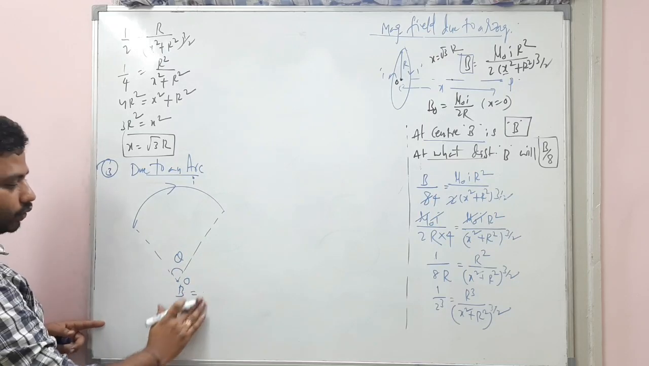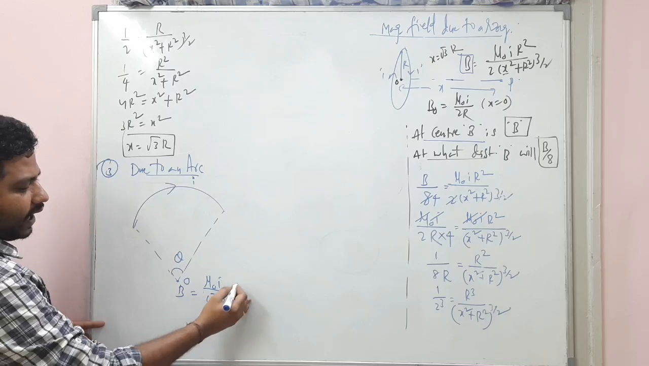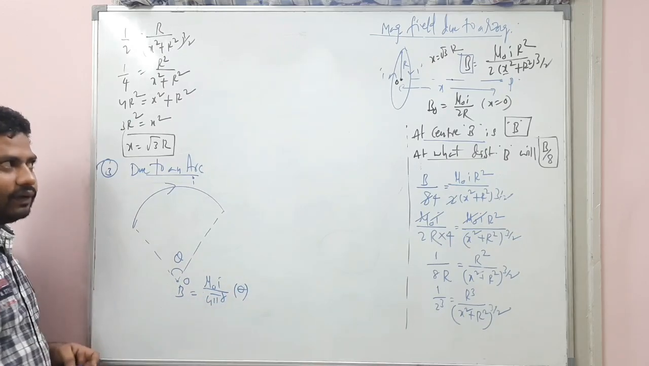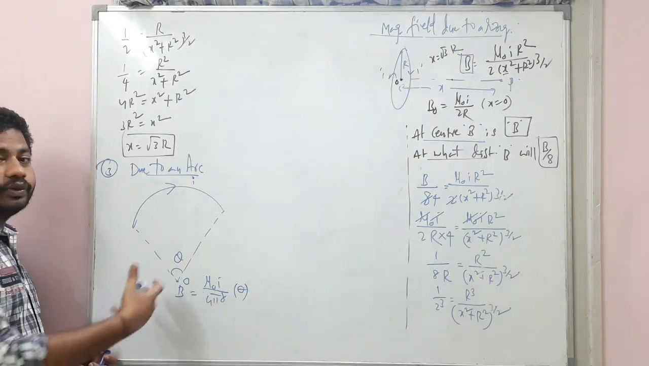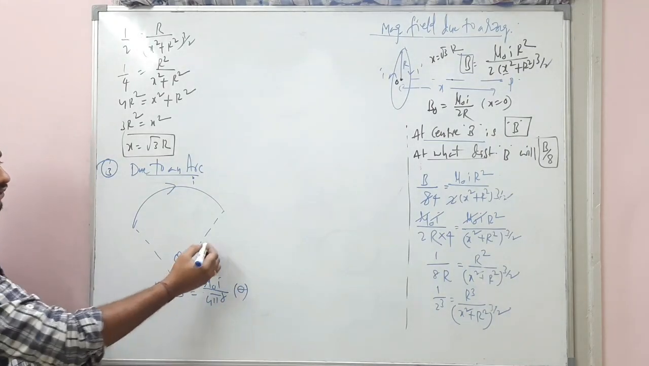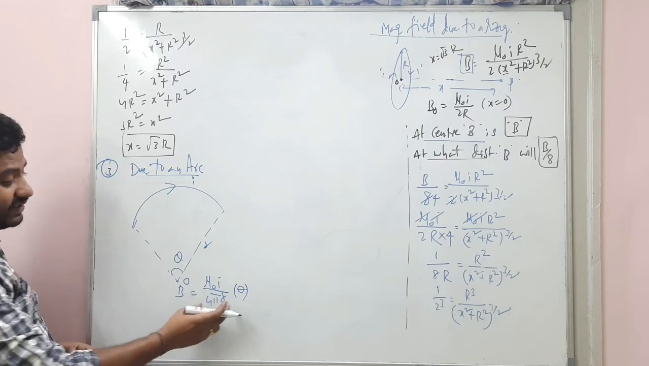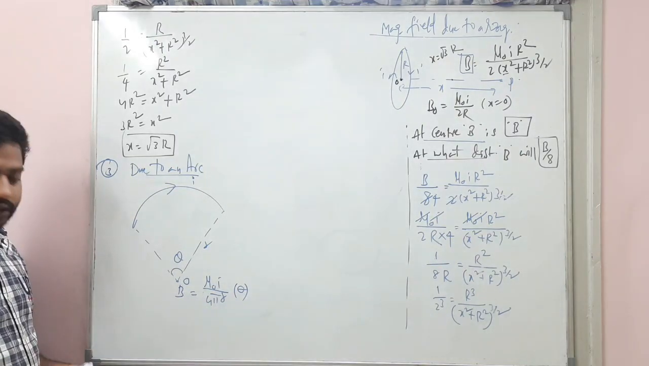B is equal to mu naught I by 4 pi r into theta. See, so many times we have got mu naught I by 4 pi r. So it is mu naught I by 4 pi r into theta. What is this r? This is r here, the radius. Okay, students.